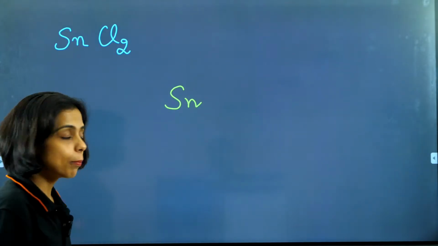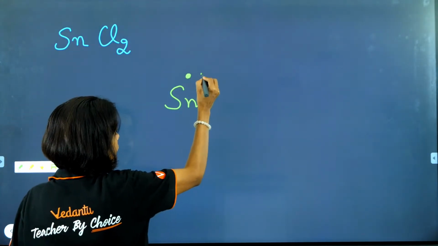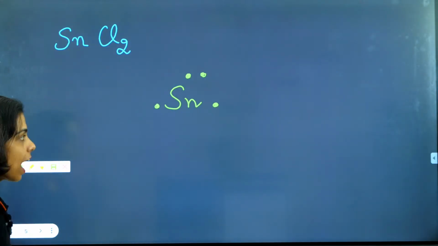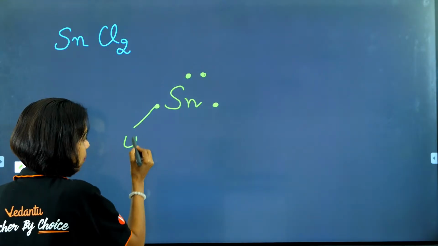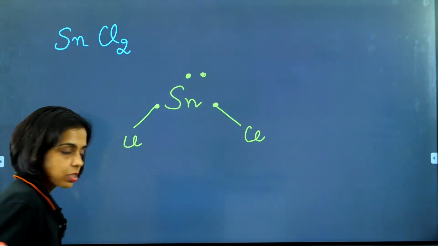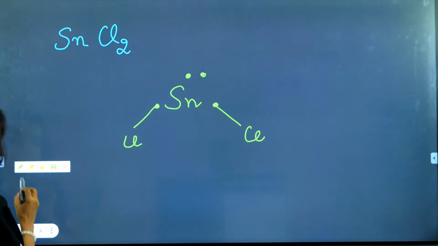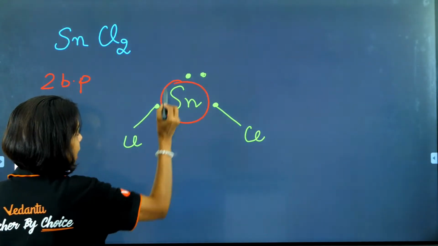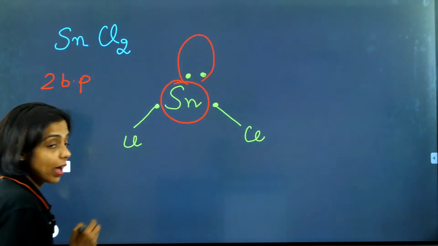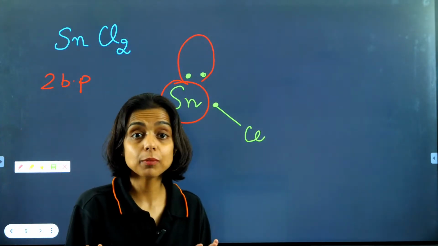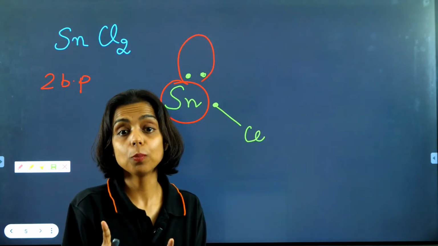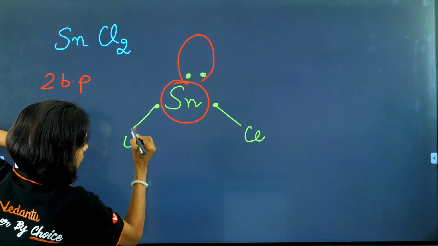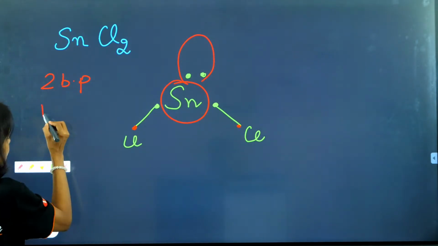Tin belongs to group number 14. That means it has how many valence electrons? It has 4 valence electrons around it, right? And out of 4 valence electrons, 2 are making bonds with the central atom, right? That means we have 2 bond pairs around the central atom. Central atom is tin. And we have 1 electron pair which is not participating in bonding. We call it lone pair, right? So we have 2 bond pairs, 2 electron pairs of bonds, and 1 lone pair around the central atom.